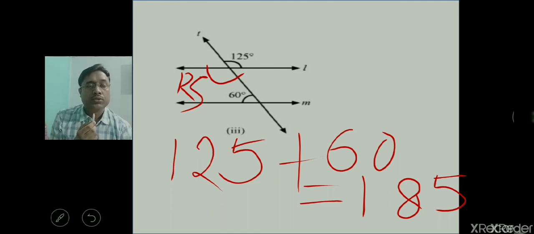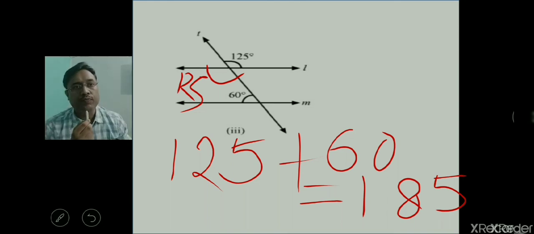Okay, so that's all. Thank you all, and watch this carefully to understand the concept of properties of parallel lines and how you will use these properties to solve such questions, that is, whether two lines are parallel or not, or to find missing angles when a transversal intersects two parallel lines.